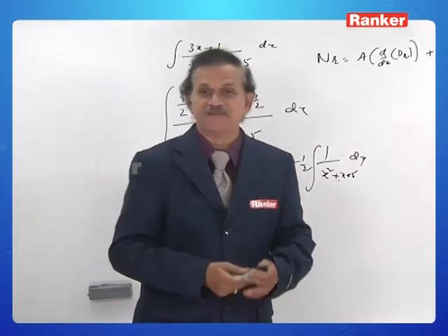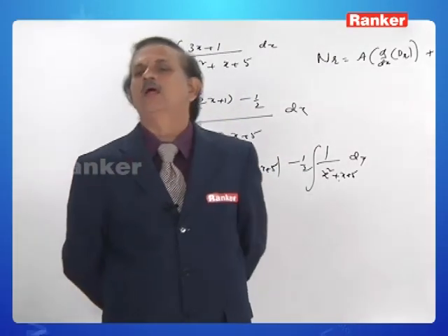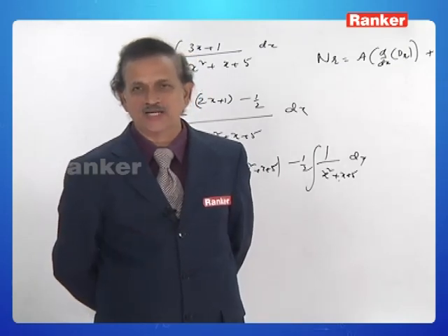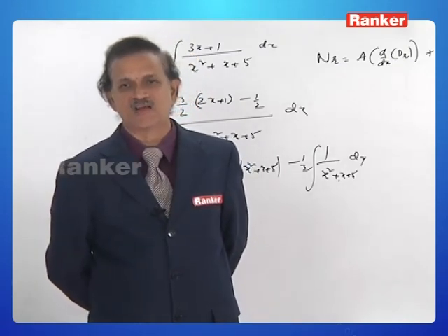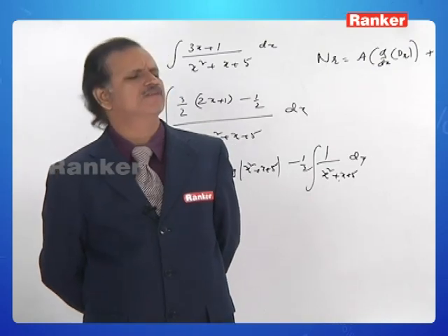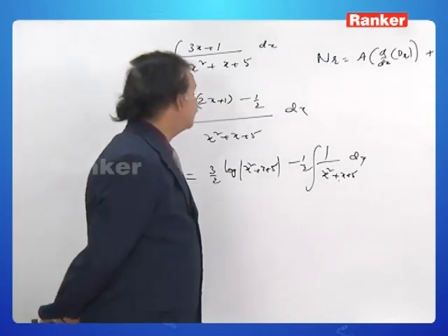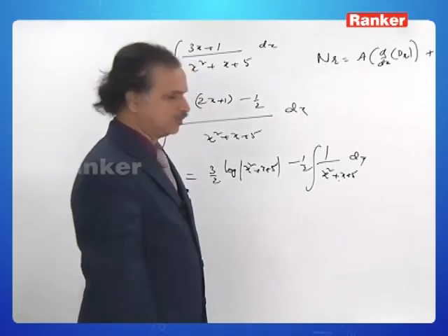After the first part, x square plus x plus 5 you are supposed to transform into a perfect square, either in the form x square plus a square or x square minus a square. For both of them we have the formula. Yes, this is the pattern of this model. Next one.